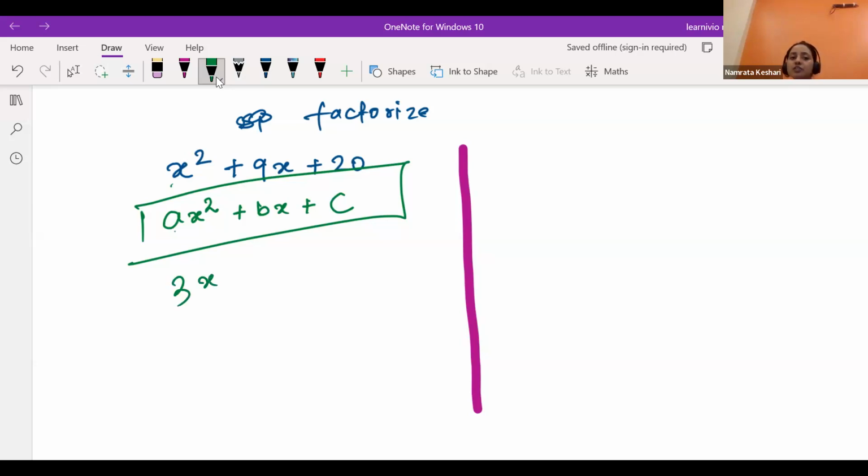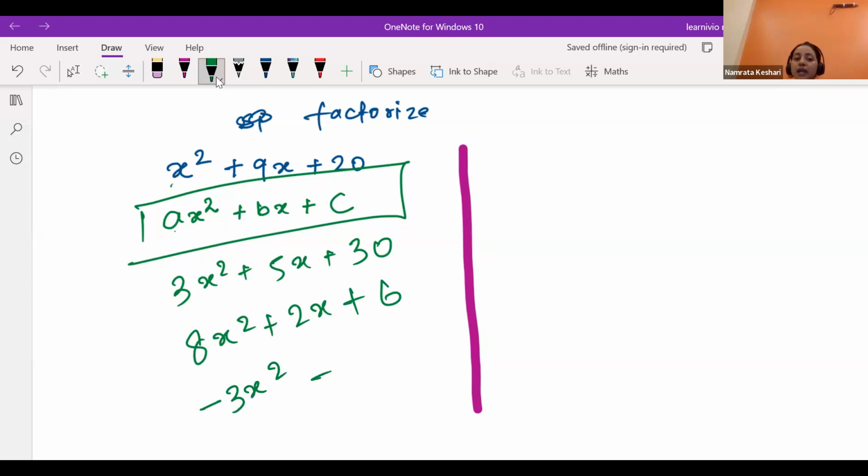If we have 3x square plus 5x plus 30, we have a quadratic polynomial. If we have 8x square plus 2x plus 6, we have a quadratic polynomial. If we have minus 3x square minus 2x plus 5, still we have a quadratic polynomial. So you can understand a, b, c are just numbers. For the last example, a is minus 3, b is minus 2 and c is 5. Yes or no? Yes, ma'am. Okay, so this is the standard form of a quadratic polynomial.